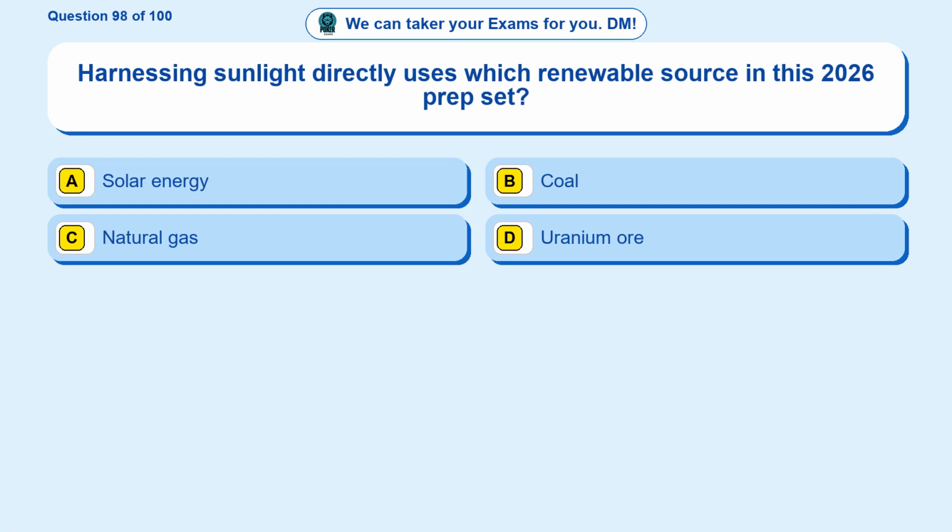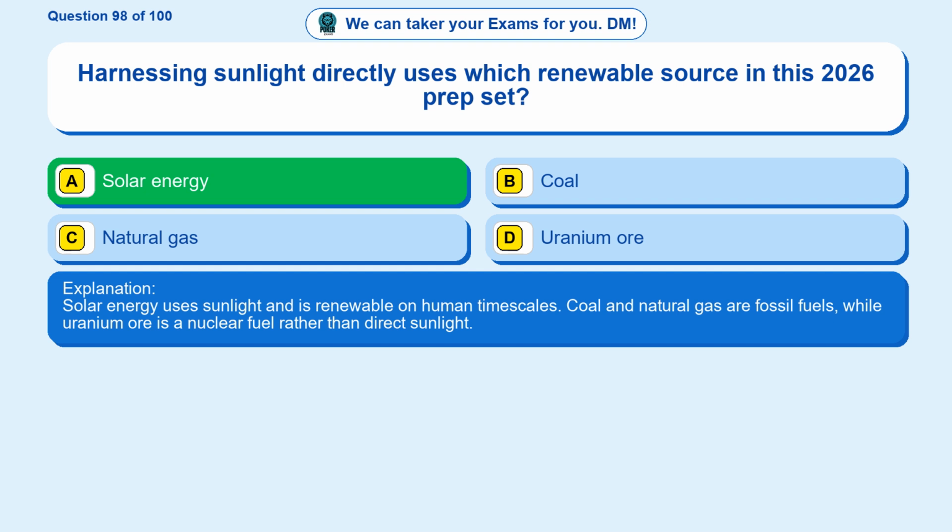Question 98. Harnessing sunlight directly uses which renewable source in this 2026 prep set? Option A, solar energy. Option B, coal. Option C, natural gas. Option D, uranium ore. The correct answer is option A, solar energy. Solar energy uses sunlight and is renewable on human time scales. Coal and natural gas are fossil fuels, while uranium ore is a nuclear fuel rather than direct sunlight.